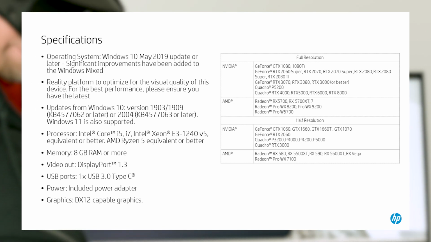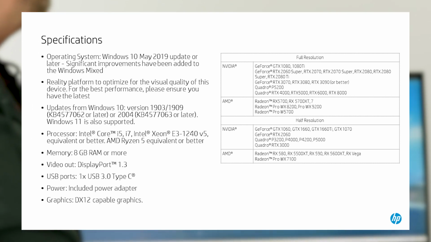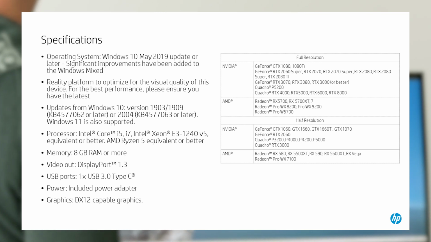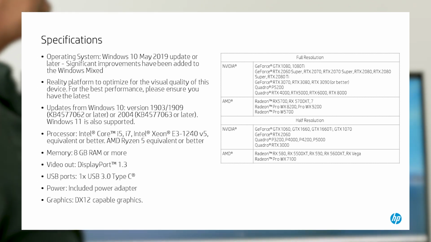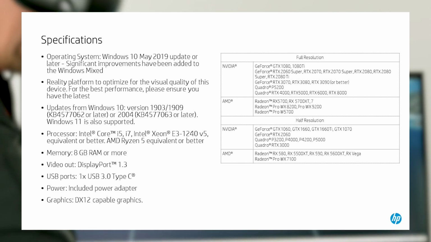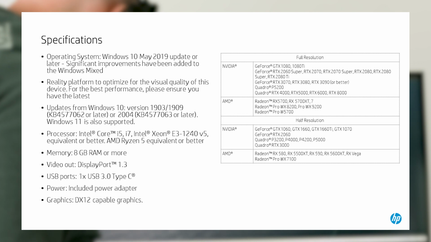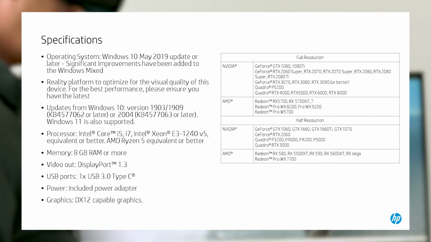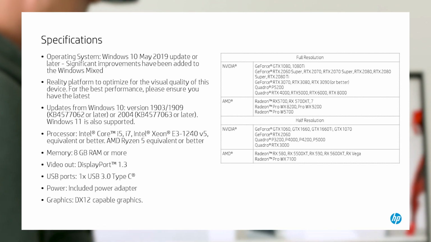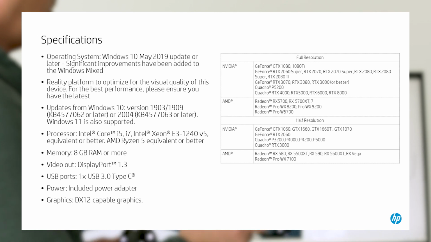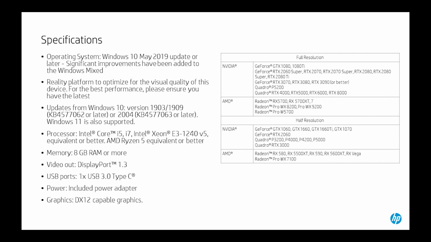Please ensure you have the latest Windows 10 update, May 2019 or later, loaded onto your system, as significant improvements have been made to Windows Mixed Reality. Your operating system needs to be Windows 10 version 1903 or 1909 or 2004 or later. In fact, always be sure to keep your operating system software and firmware up to date. Windows 11 is also supported.